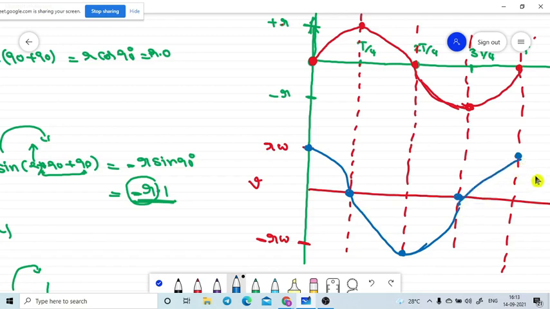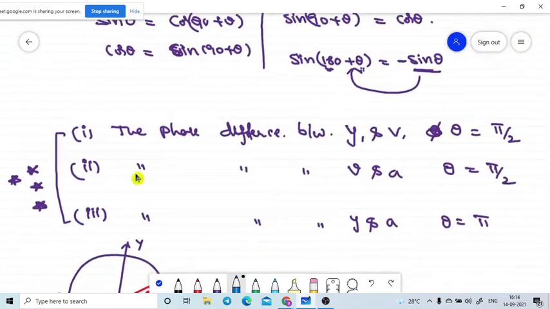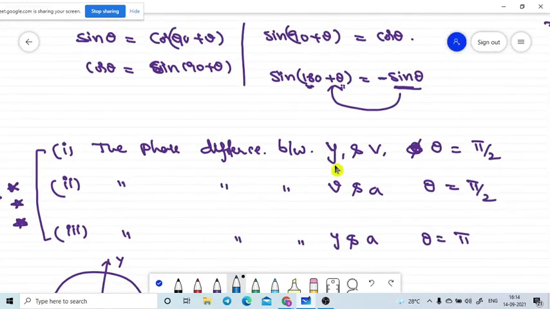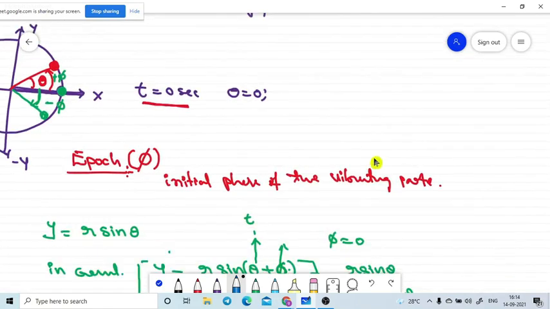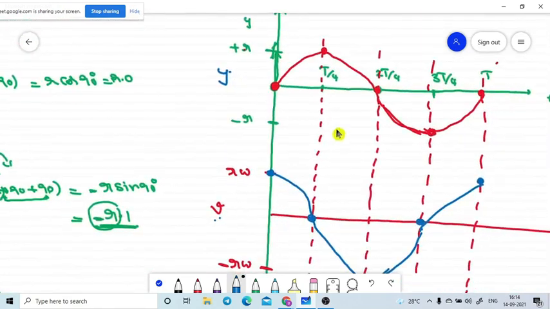So will you please look at this one? What I told you: the phase difference between the velocity and the displacement is 90 degrees. Just now we discussed it. Check in the graph also whether this conclusion is correct or not. Please check this for easy understanding.